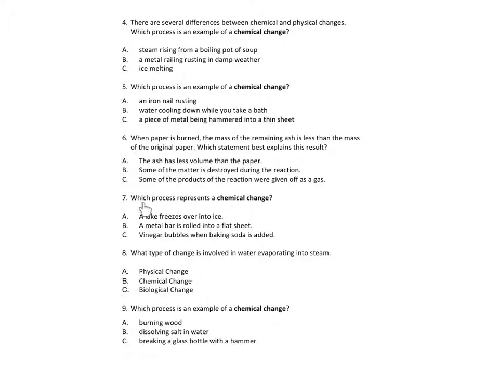Number 7. Which process represents a chemical change? A. A lake freezes over into ice. B. A metal bar is rolled into a flat sheet. C. Vinegar bubbles when baking soda is added.